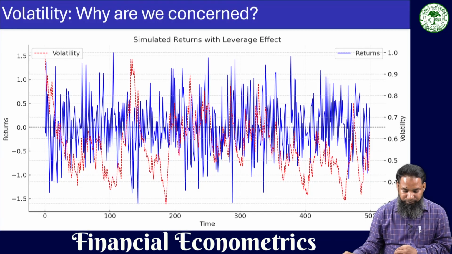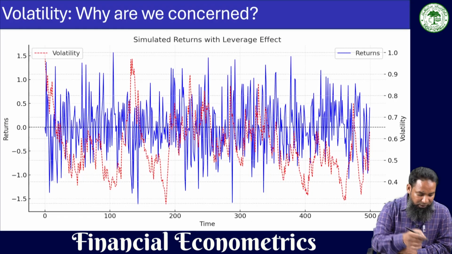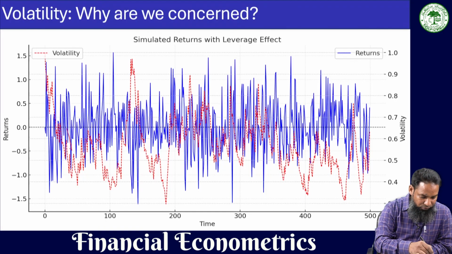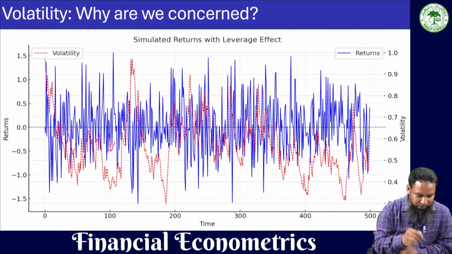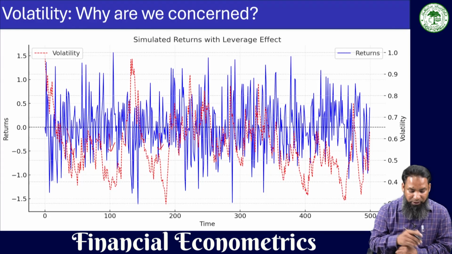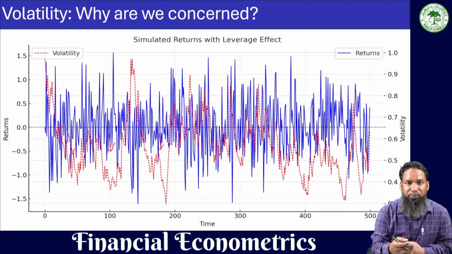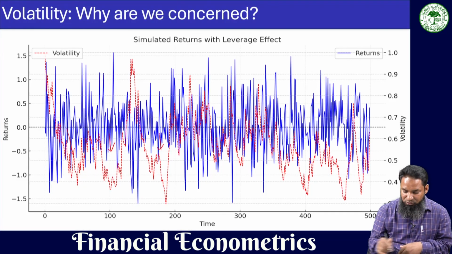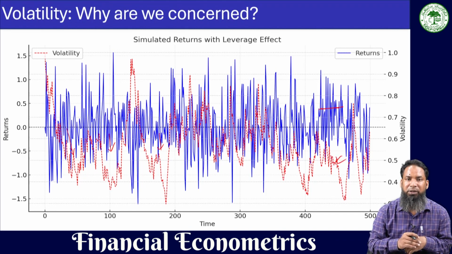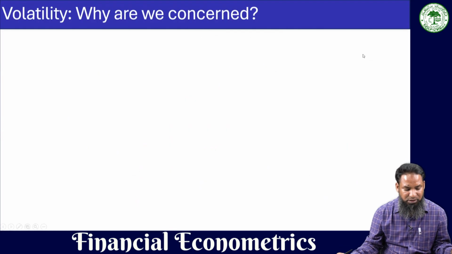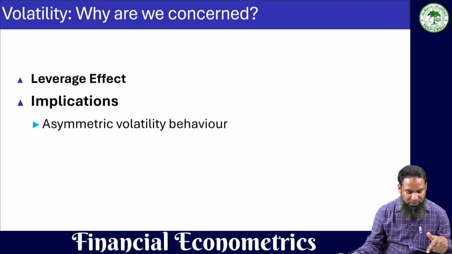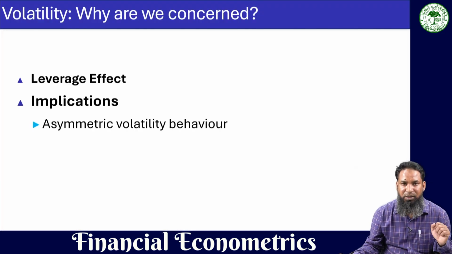For example, we can see that higher fluctuations are followed by higher volatility. Wherever we have high negative returns, we have higher volatility. Where the same fluctuation is positive, the volatility is not of the same scale. Here we have a positive fluctuation, but the volatility increase is larger for the negative one. So this is again the leverage effect. Then what implications does this leverage effect have? The first implication is asymmetric volatility behavior, not symmetric.